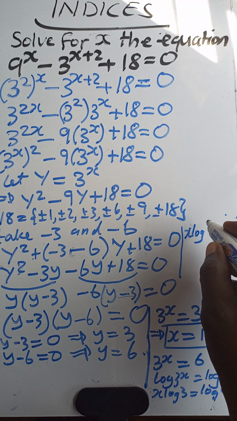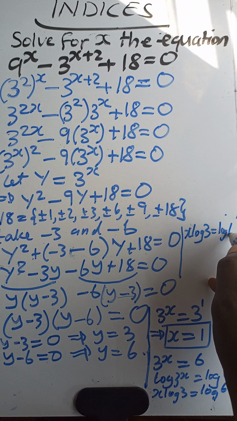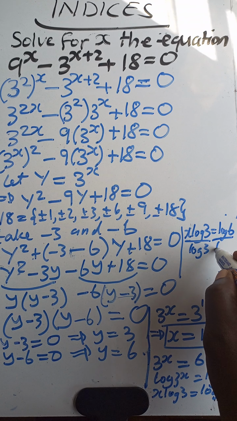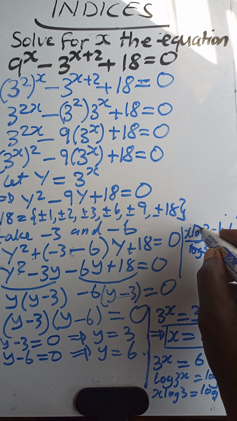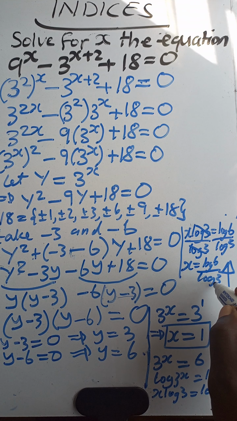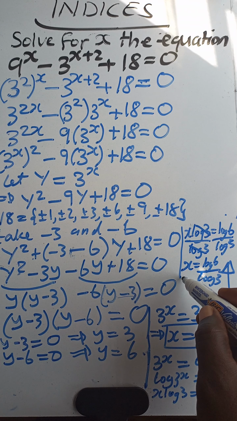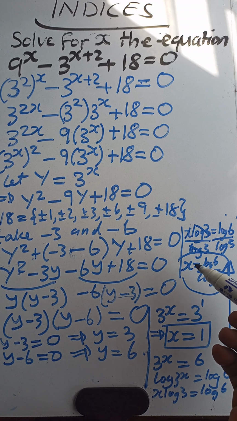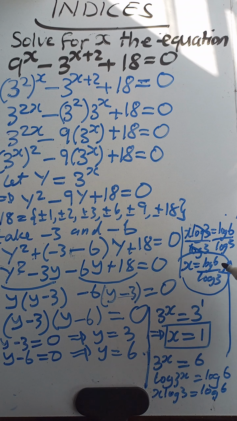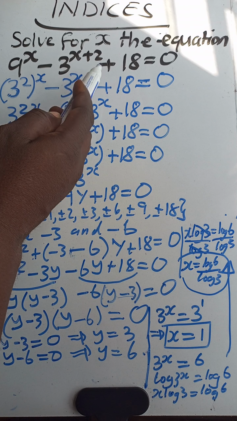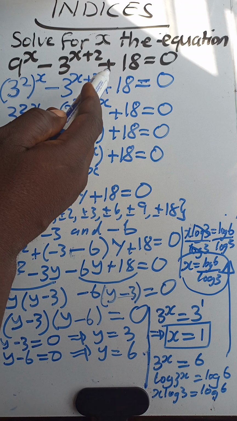X log 3 is equal to log 6. If we divide both sides by log 3, log 3 will cancel. So we now have x is equal to log 6 all over log 3. Okay, so this gives us the second value for x. So the first value of x is x equals 1, and the second value of x is x equals log 6 all over log 3. All right, so that is the solution of this equation involving indices: 9 to the x minus 3 to the x plus 2 plus 18 equals 0.